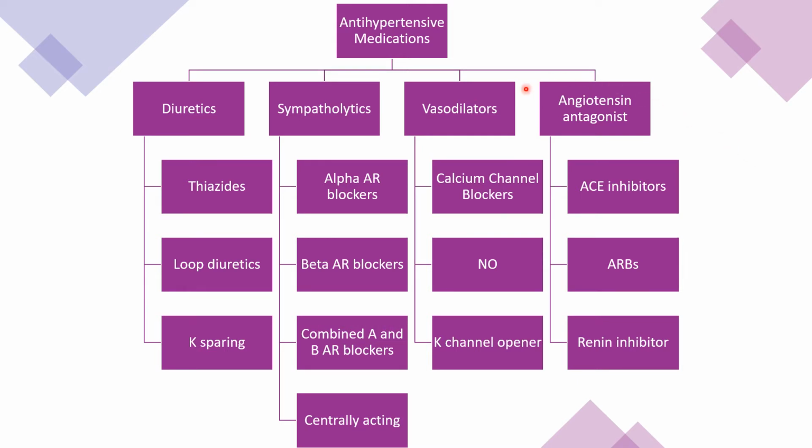And last but not the least, we have our angiotensin antagonists. We have 3 different subtypes. We have the ACE inhibitors, we have the angiotensin receptor blockers, and last but not the least, we have our renin inhibitors. I'm going to go through all of this one by one.